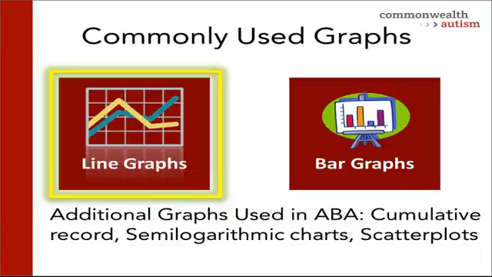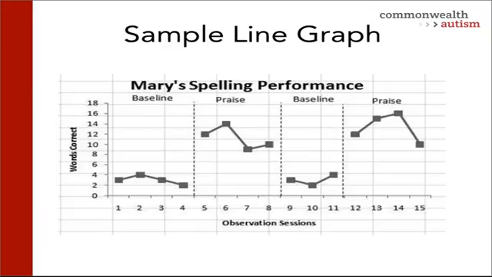The most commonly used graphs are line graphs and bar graphs. Additional graphs that you might hear about are cumulative records, semi-logarithmic charts, and scatter plots. We most frequently use line graphs here. On your screen, you'll see a sample picture of a line graph. We're looking at Mary's spelling performance, specifically at the words that she got correct over several observation sessions.